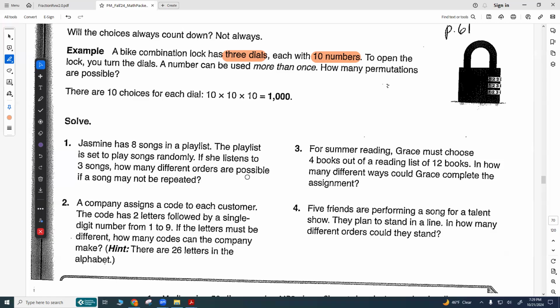Celeste, I'm not sure if you ever got a math book or not. If you can't come to one of our campuses to pick it up, then just let me know and I can mail it to you.